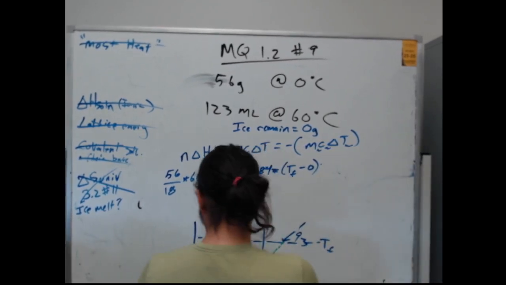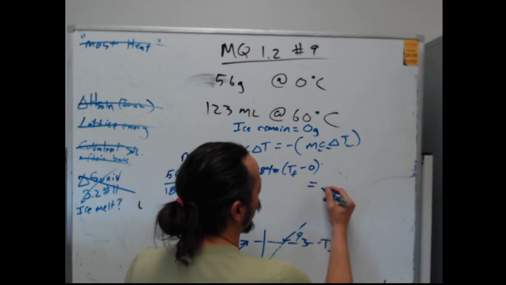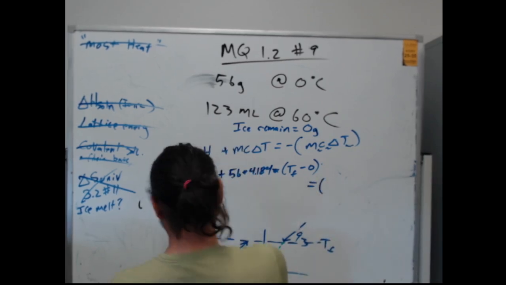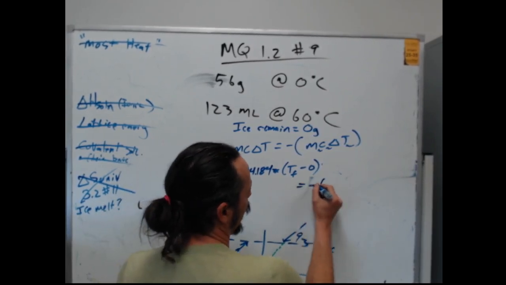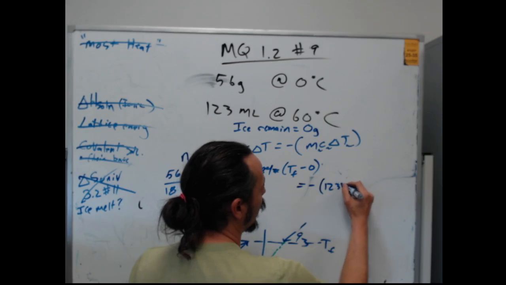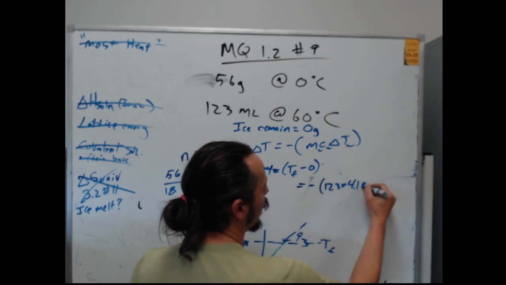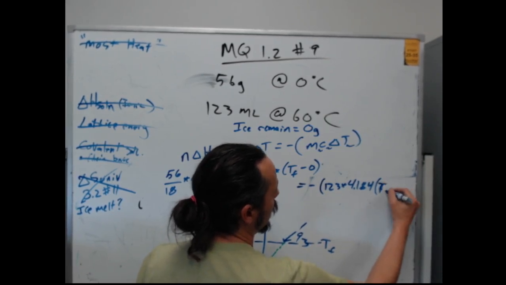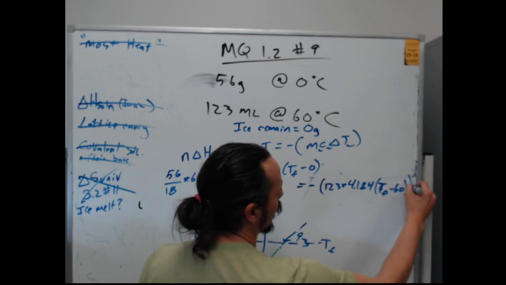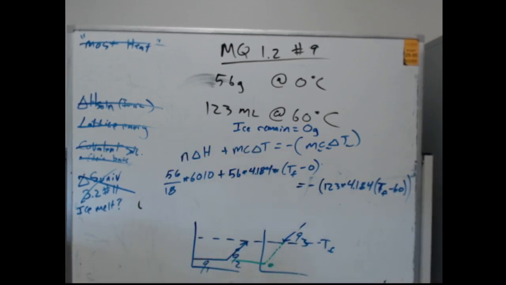That bothers me. Equals negative 123 times 4.184 times T final minus 60. There we go. Okay. So at this point, y'all can do this calculation, right? At this point, it's easy.